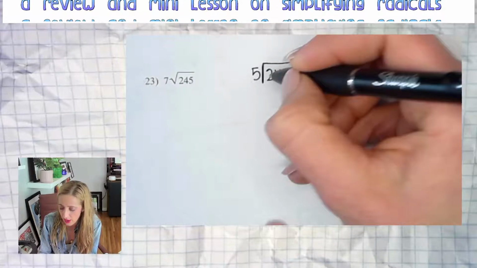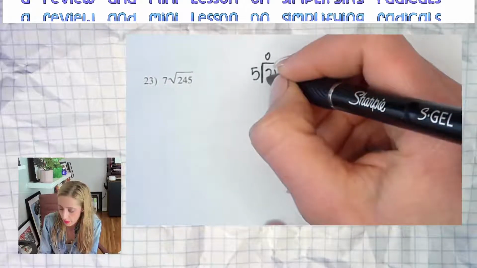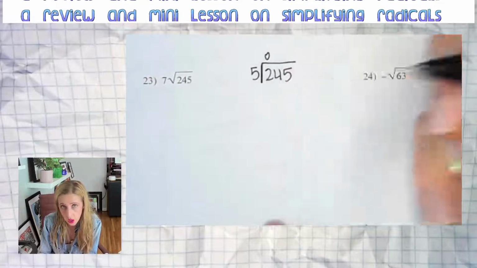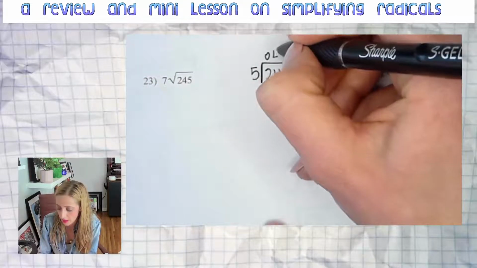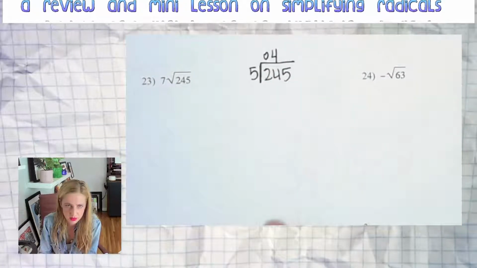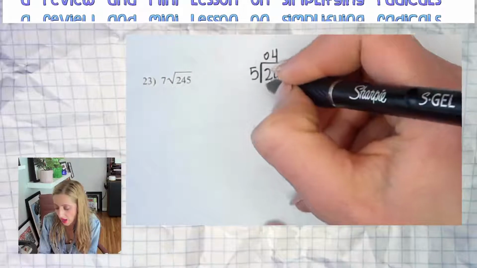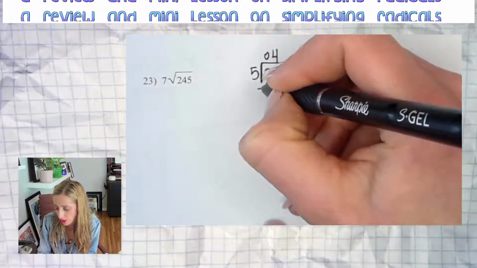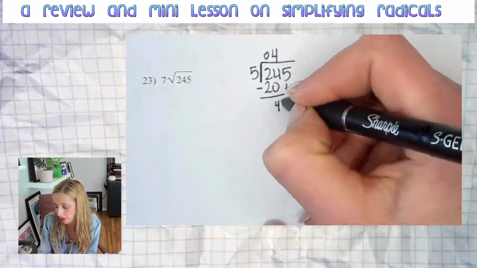How many times does 5 go into 2? 0, I can't do that. How many times does 5 go into 24 without going over, right? So 4 times. Don't worry, that little 0 is nothing, okay? 4, literally, that's what 0 is. 4 times 5 is 20. We're going to subtract 20 from 24, and you get 4, and then you bring down the 5.